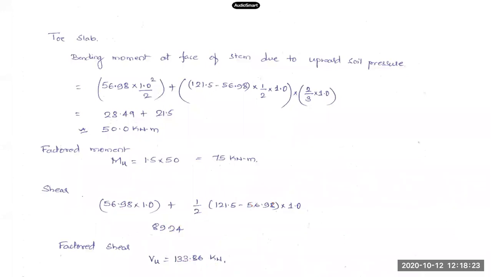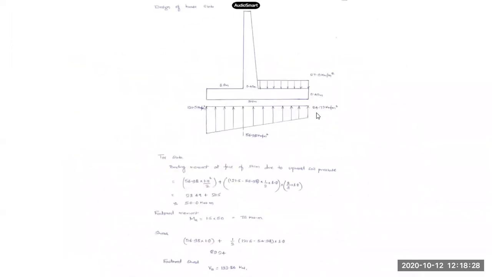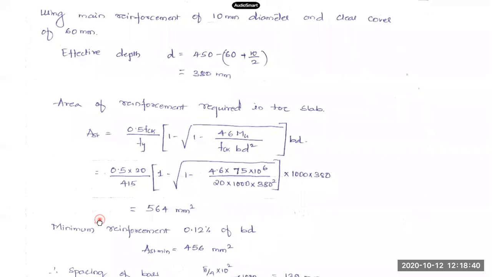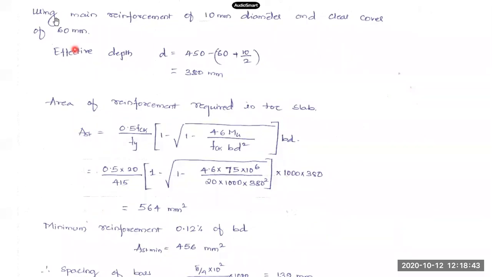So what do you have to do next? Next is the design for our bending moment. Try calculating the area of steel required from the bending moment you have calculated just now. We'll adopt a 10 mm diameter bar as our main reinforcement, and clear cover minimum 60 mm. This is a very small clear cover that I've chosen here.